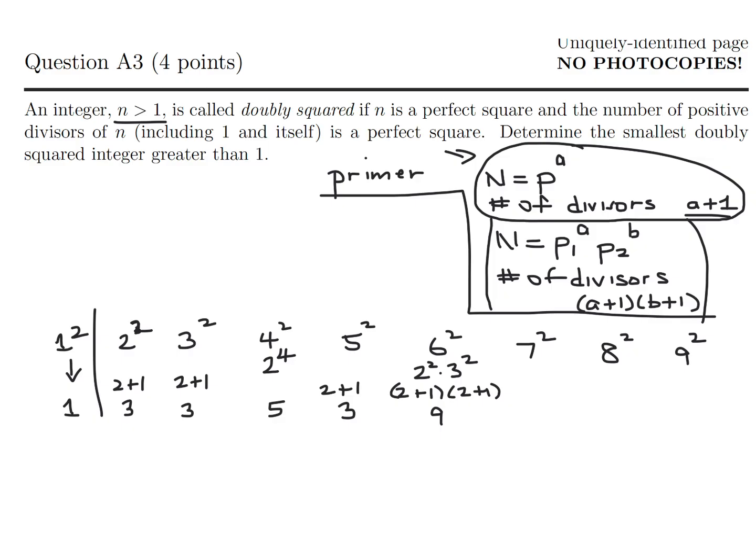Okay, I think so far we got it, because the number has to be a perfect square, and all these are perfect squares. And the number of divisors also has to be a perfect square. 3 is not a perfect square. 5 is not a perfect square. But 9 is. So there we go.